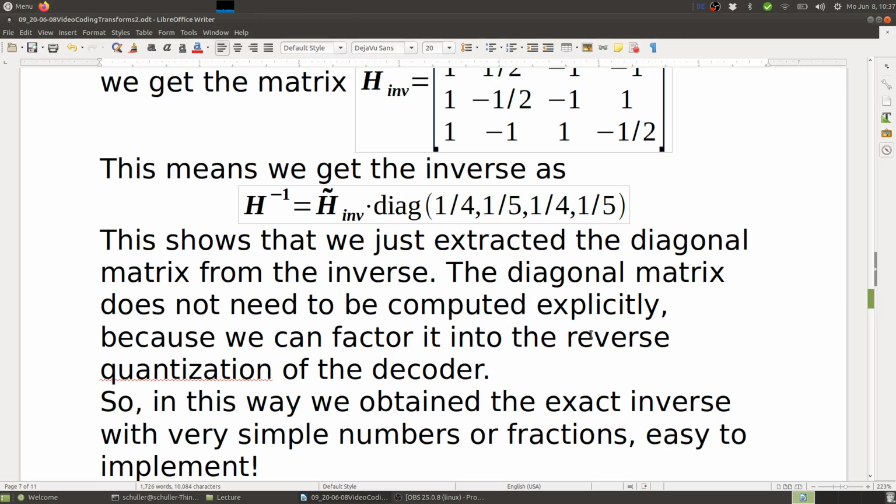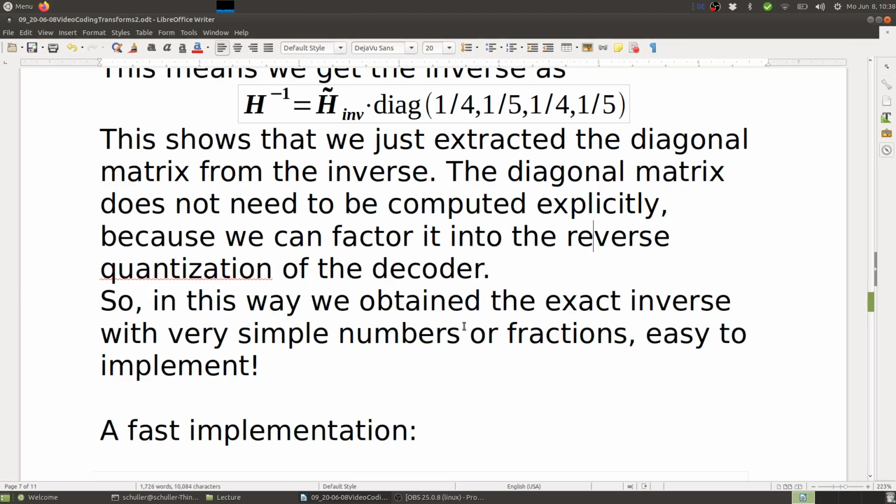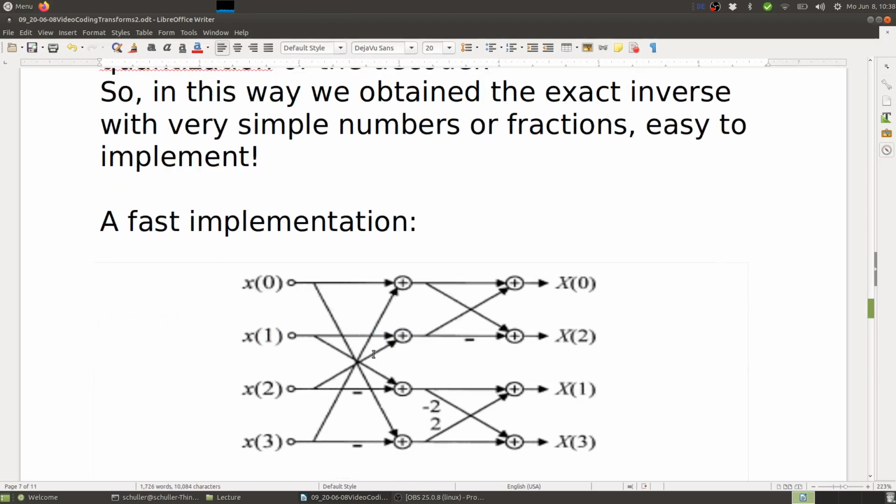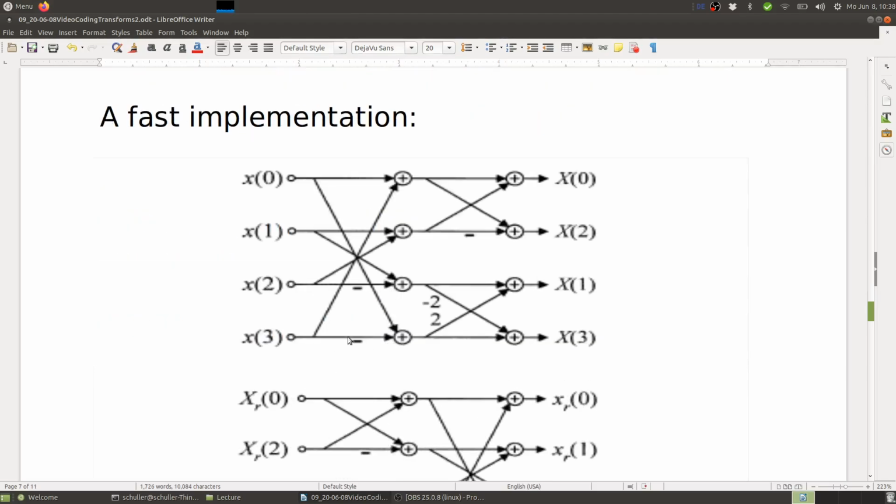There we basically take the quantization index and multiply it with the quantization step size. So that's the number. And if you multiply the step size by the corresponding entries here in the diagonal, then we have just a new factor. So it's actually no additional multiplication necessary. Right. So in this way we obtain the exact inverse with very simple numbers or fractions, which are easy to implement. So here's an example of a fast implementation.